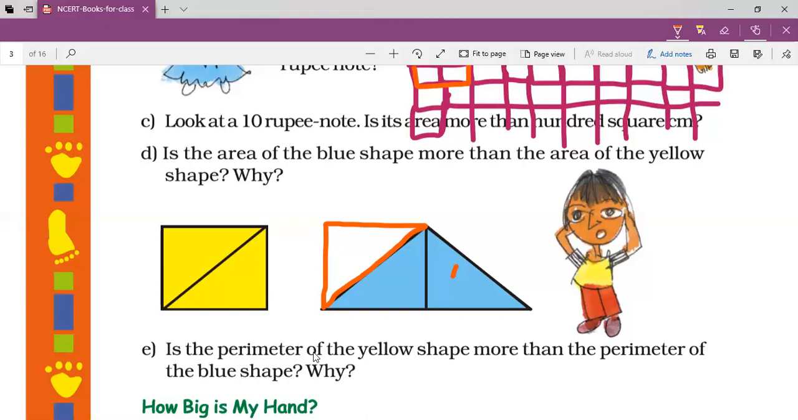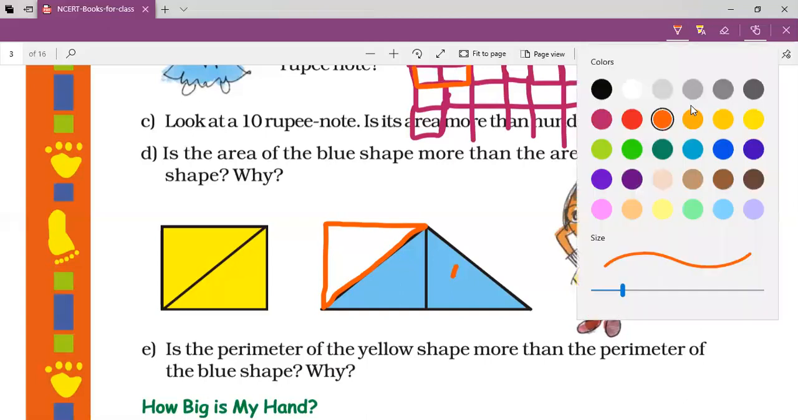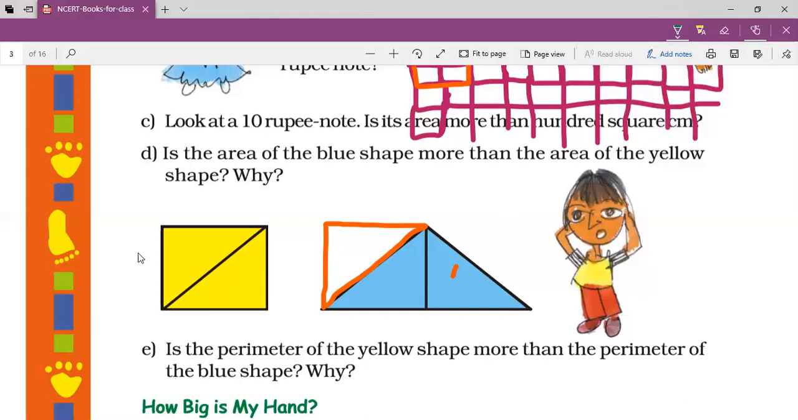First tell me what is meant by perimeter. Perimeter means the length of the boundary. Yes. Now, if we see the length and breadth of this square, this is the perimeter. This is the boundary of this shape. Shall we consider the middle part? No, we'll just consider the boundary of this shape.